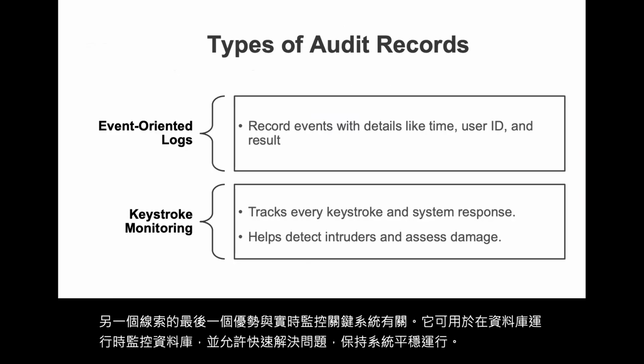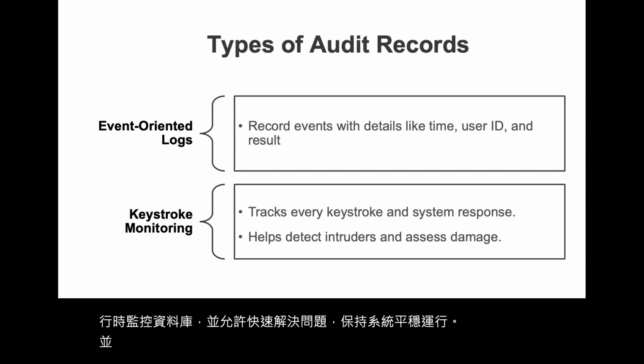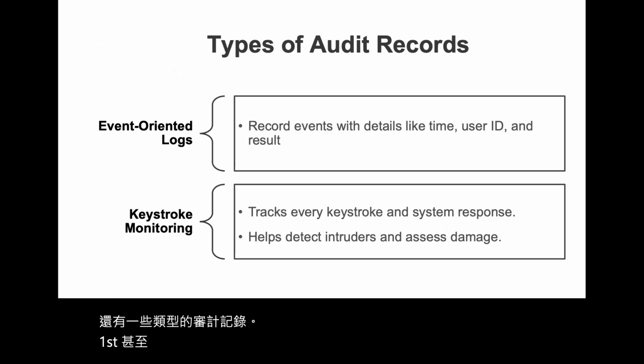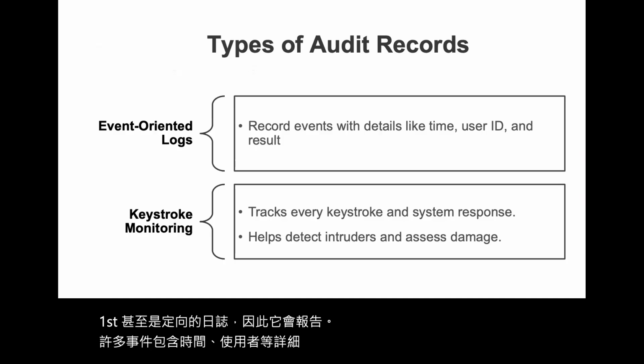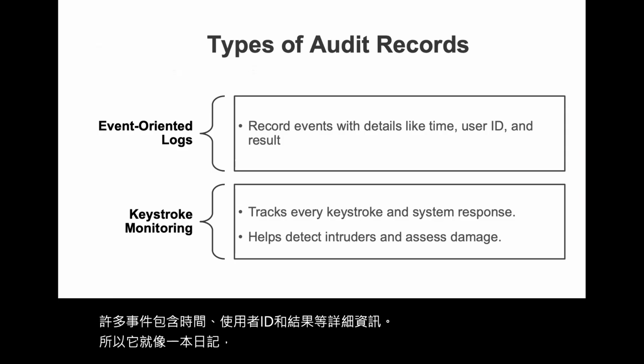And there are some types of the audit records. Like first is event-oriented logs. So it reports a lot of events with details like time, the user's ID, and the result. So it's like a diary, okay, that records everything which happens in the database.